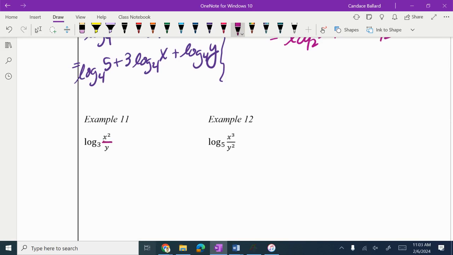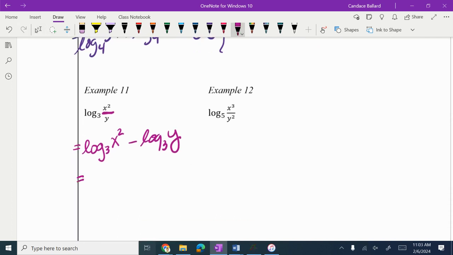Now I have division. What does division turn into? Subtraction. Okay, so I'm going to use a subtract in between it, and there's going to be 2 this time. So log base 3 of x squared minus log base 3 of y. Am I done yet? No, I still have an exponent. Where's the exponent go? In the front. So 2 log base 3 of x minus log base 3 of y.